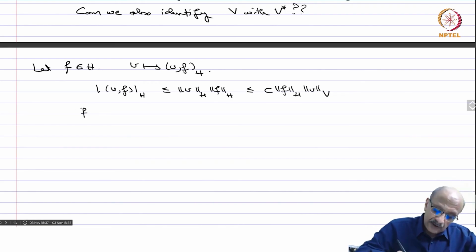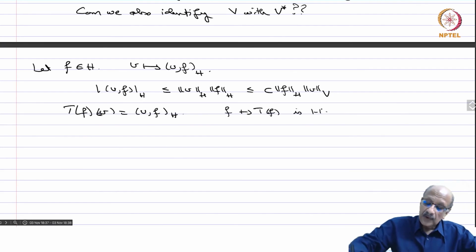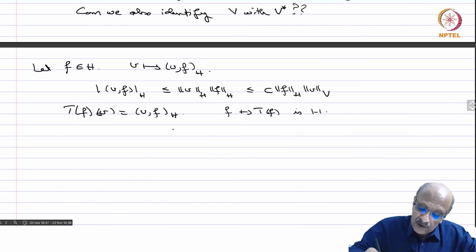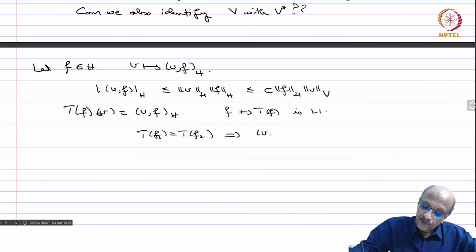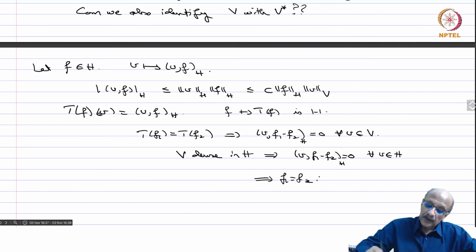So let us call it T of F. So T of F acting on V is equal to (V, F) in H. Then F going to T of F is one-to-one. Why is it true? Because if TF1 equals TF2, this means (V, F1 minus F2) equals 0 for all V in V. But V is dense in H, which implies (V, F1 minus F2) equals 0 for all V in H, and if you put V equal to F1 minus F2, you will get F1 equals F2. So this is a one-to-one map.